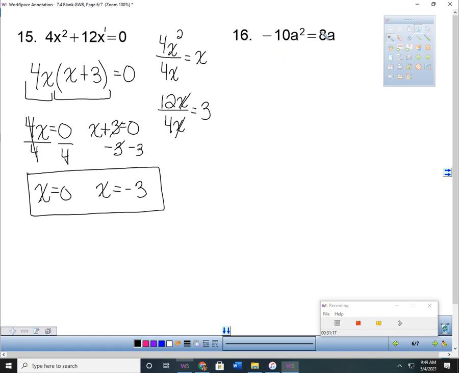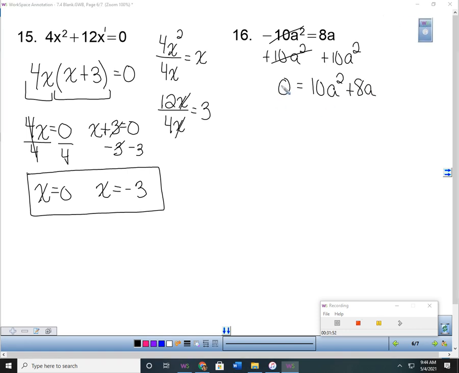Now on number 16, everything's not on one side, so I'm going to go ahead and subtract the 8a. Actually, I'm going to do something a little different. I kind of want my squared term to be positive, so I'm going to add the 10 just to be different. So that's going to leave me with 0 over here. And then I always put these in order, so I'm going to put the 10a squared first, and then the positive 8a. And then it doesn't matter which side this is on, right? You can think of this as being equal 0.